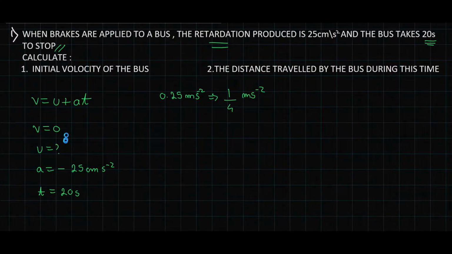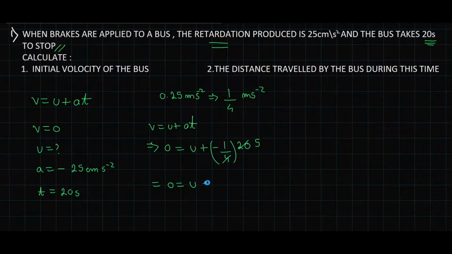So we substitute all the values in this equation, V equals U plus AT. We get 0 equals U, which we have to find, plus the acceleration, which is minus 1 upon 4, times the time, 20 seconds. Now we can cancel 4 and 20 five times, so we are left with 0 equals U minus 5. So from here we get U equals 5 meters per second, which is the initial velocity.